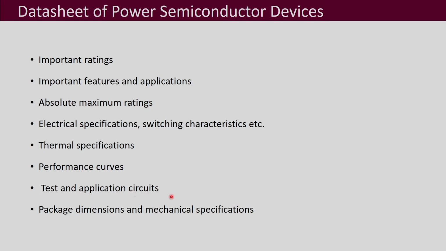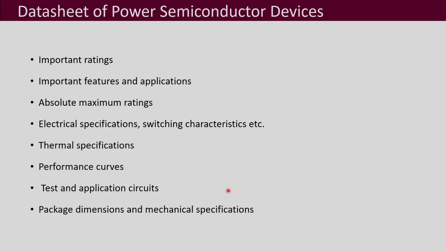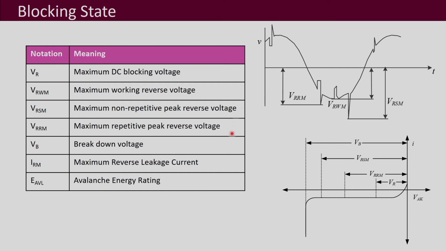Finally, the data sheet will also provide the packaging information of the device and the mechanical specifications, its dimensions. So, the data sheet is a very important document for choosing the correct device for your power electronic converter design. So, we will now look into what are the notations in the data sheets which are important for diodes.